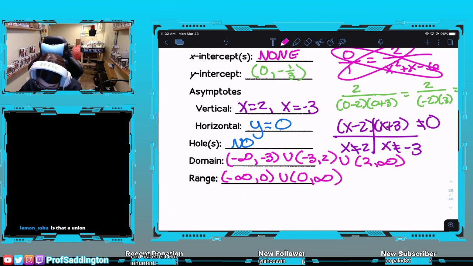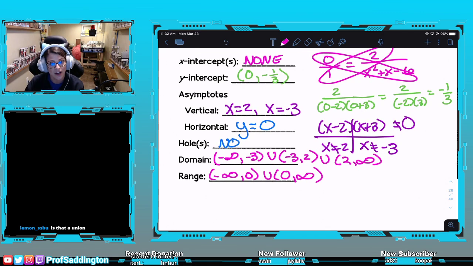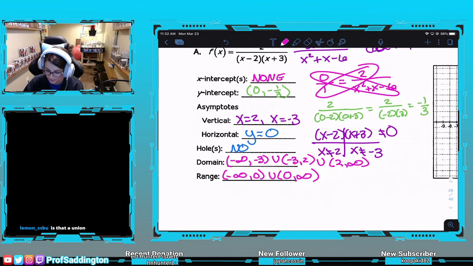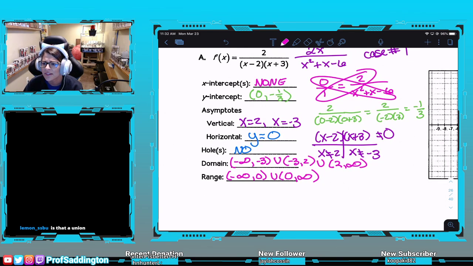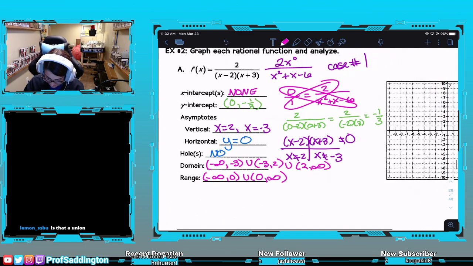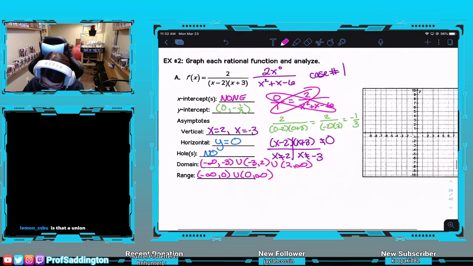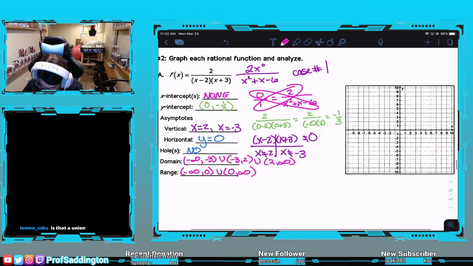All right, so on our graph, let's draw our asymptotes. Is that a union? Yes, it is. It is a union. All right, I'll give you a second to get that down.